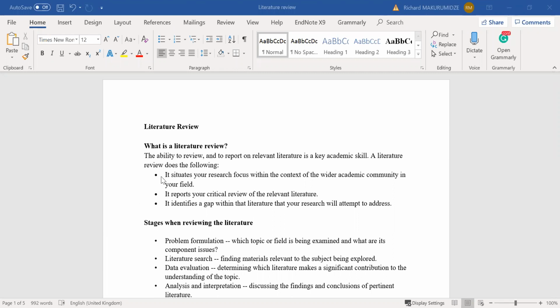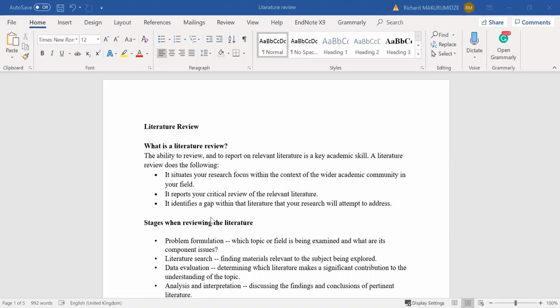First, it situates your research focus within the context of a wide academic community in your field. Remember, as you are doing research, you are researching a subject, and whatever you are researching, you need to make sure you have a full understanding of the topic which you are reading. So it reports a critical review of relevant literature. It identifies a gap within that literature that your research will attempt to address.